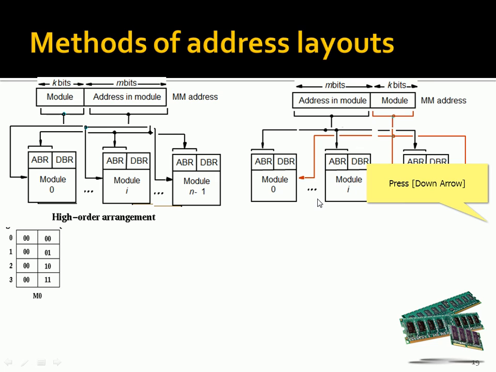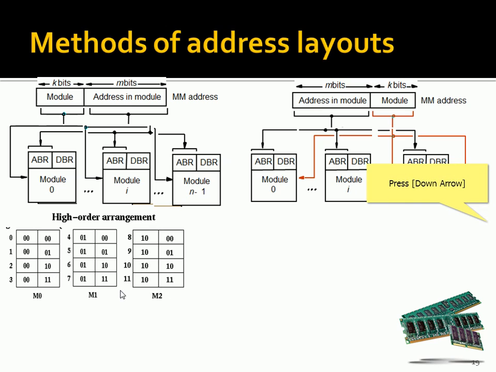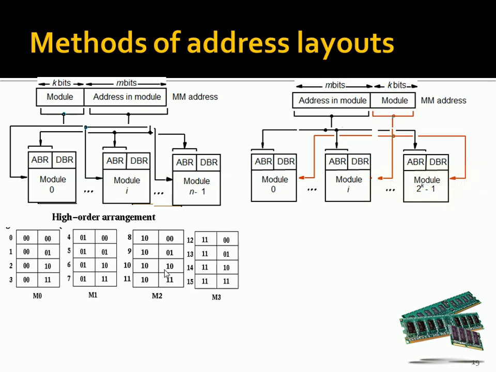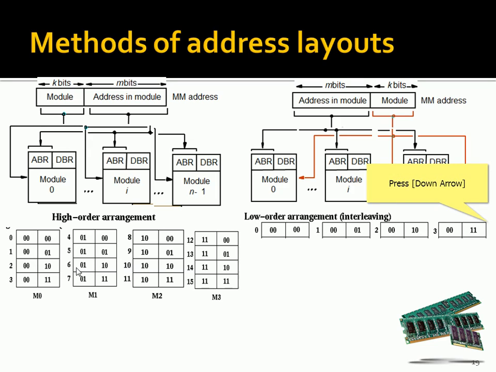Let me see how this works with an example of the higher order arrangement. This is the 0th module, M0. The data stored is 0, 1, 2, 3 and so on: the consecutive words are stored in consecutive locations of the same module. Then 4, 5, 6, 7, 8, 9, 10, 11, and so on, are stored in the next modules. Those words are stored continuously in the module, similarly 12, 13, 14, 15. So M0 to M3, four modules are there, and words are stored continuously in each module.